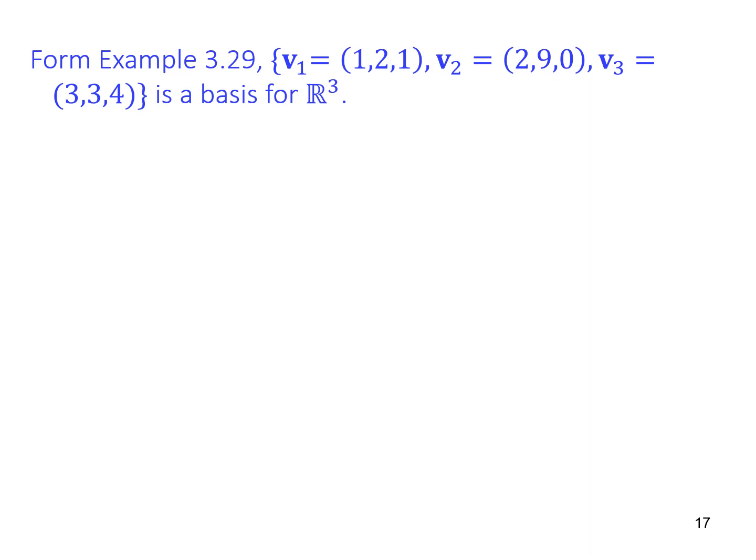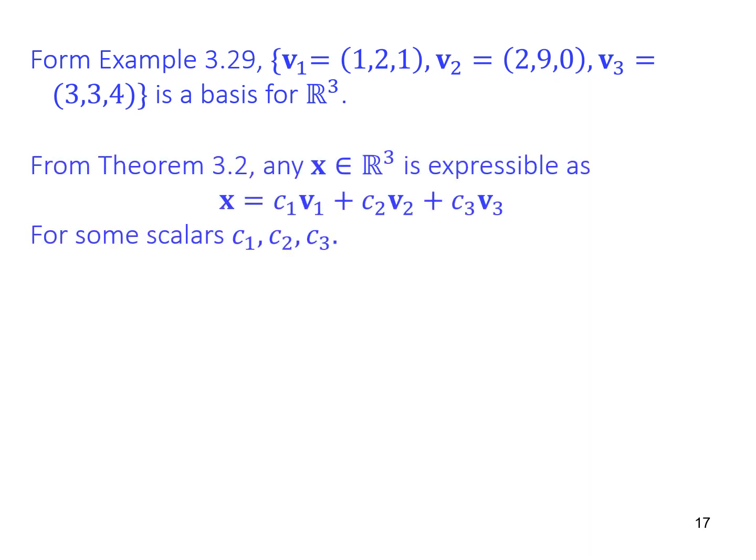To illustrate theorem 3.2, we refer to example 3.29, that a set of three vectors V1, V2 and V3 is a basis for R3. And therefore, from theorem 3.2, for any vector in R3, let's say vector X, X is expressible uniquely as a linear combination of V1, V2 and V3. That means we can guarantee that the scalars C1, C2 and C3 exist and they are unique. To show this, we may check it. So this is just an example.